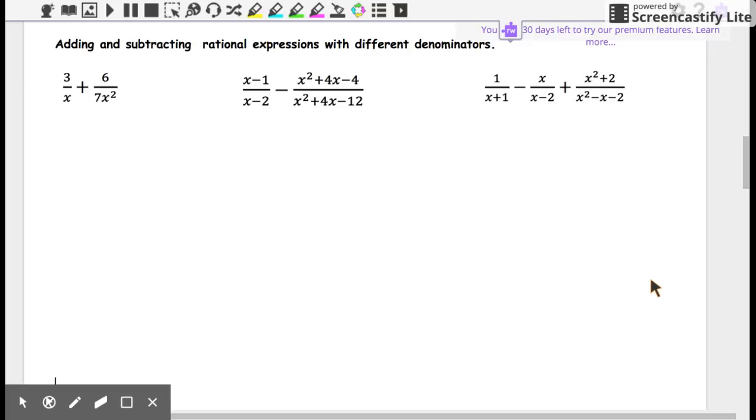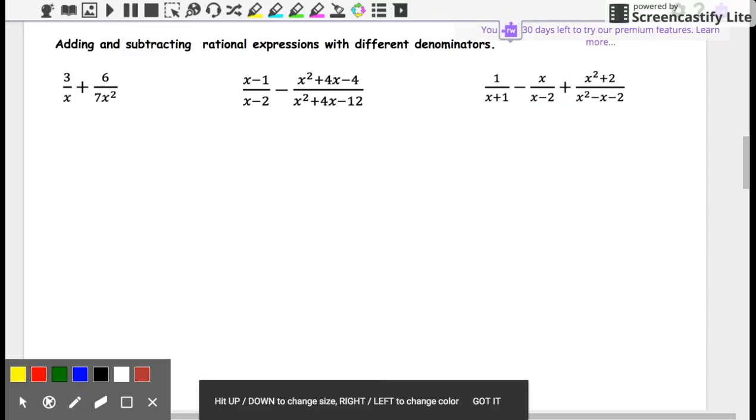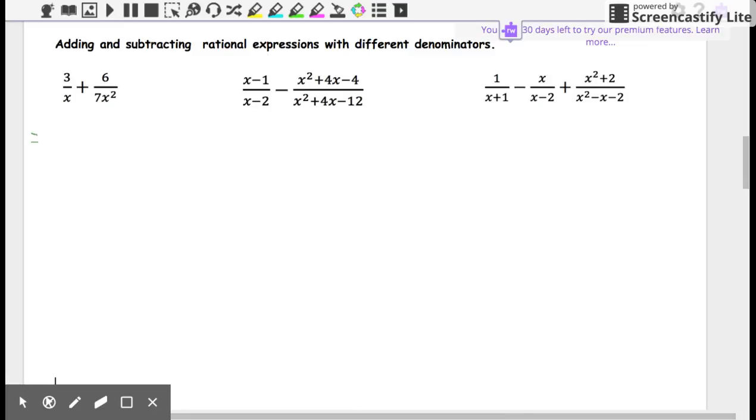Let's add or subtract rational expressions with different denominators. We know that if two fractions have the same denominators, we can easily combine them by combining the numerators and copying the denominator. What if they don't have the same denominator? Well, we need to make their denominators the same. Now, how do we do that?